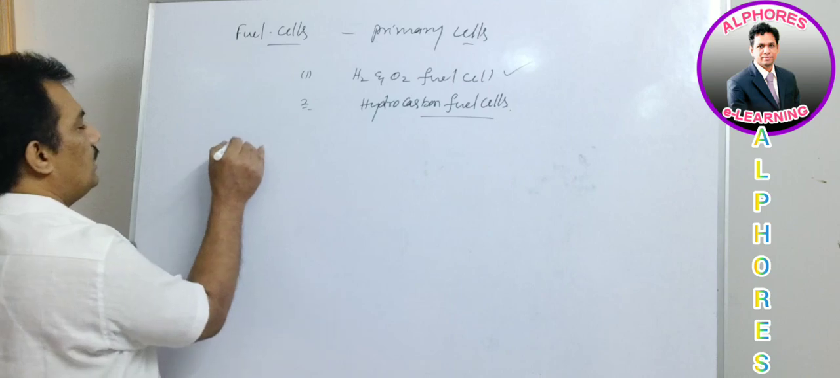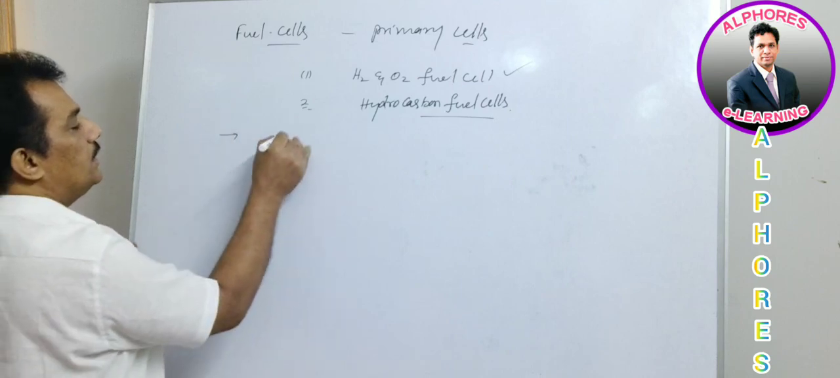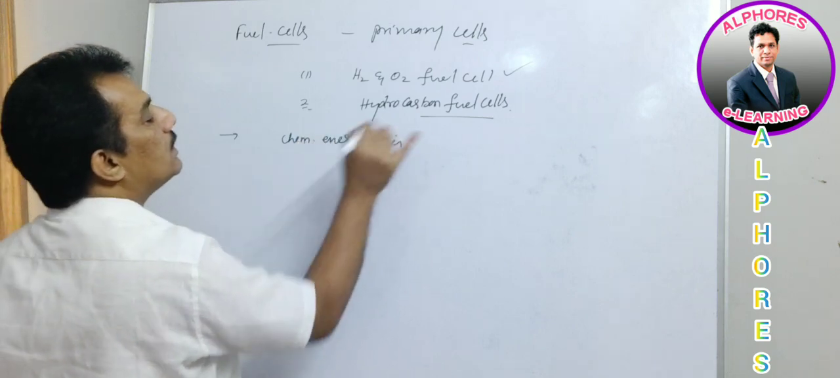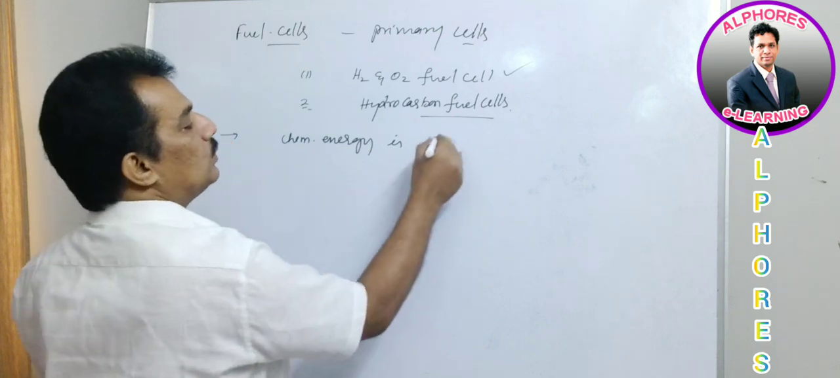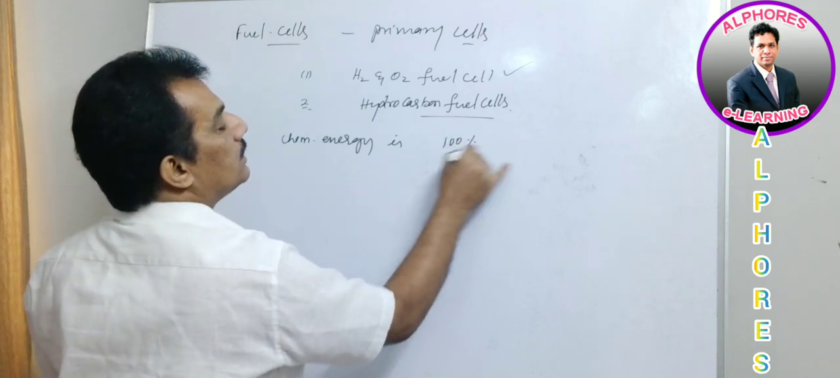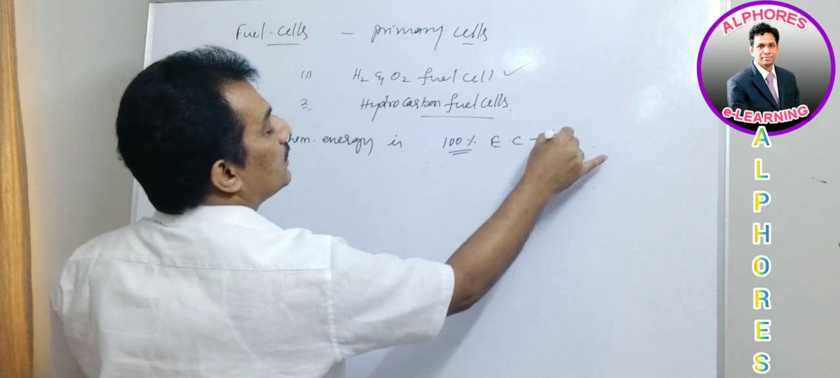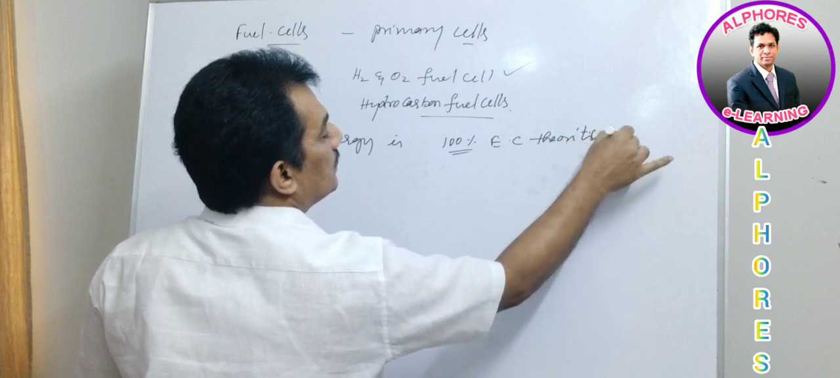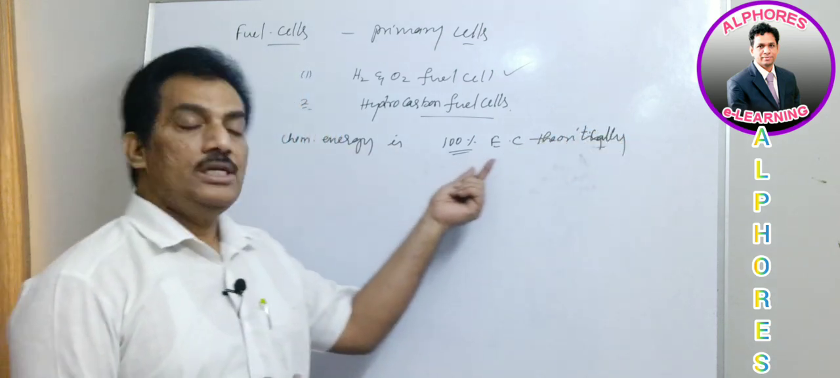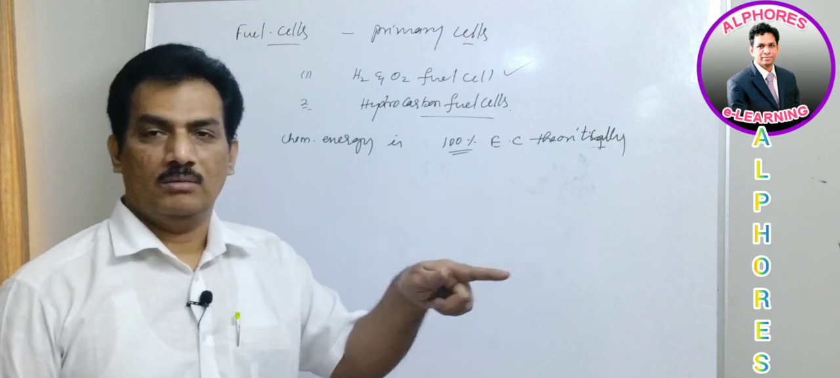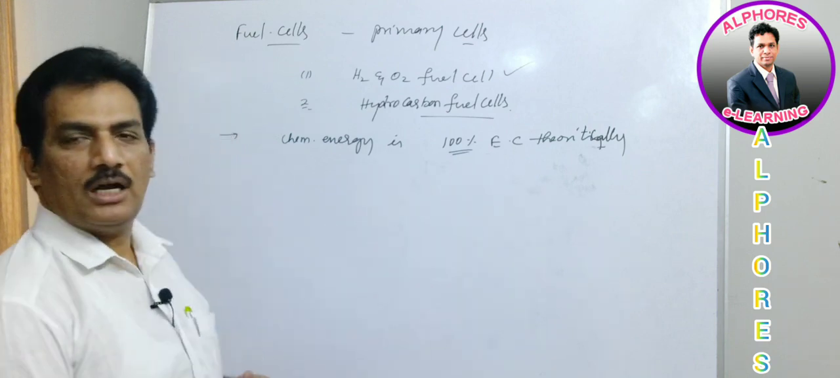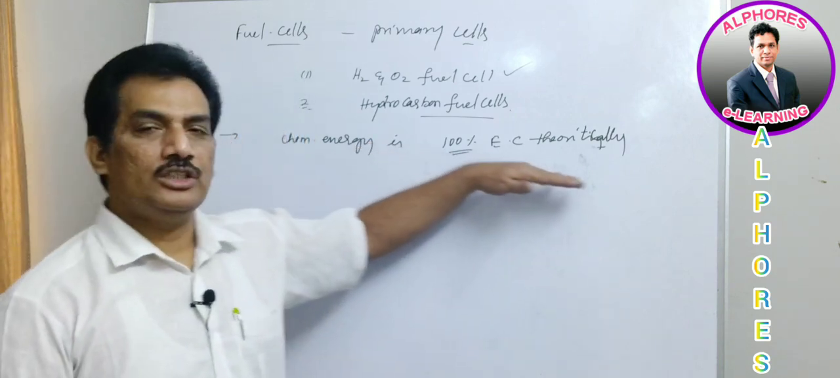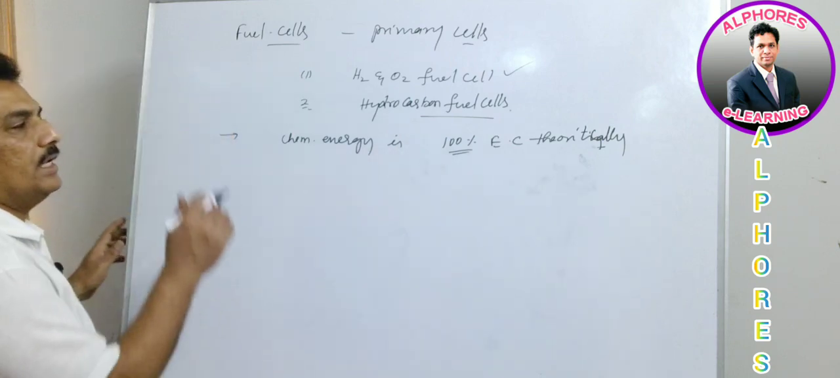Clear? And now, in a fuel cell, the chemical energy, just observe, is completely converted into electrical energy, 100% theoretically. That means the efficiency of a fuel cell is assumed to be 100% theoretically. Practically it is not possible. If 100% conversion were possible, it would be against the second law of thermodynamics. But here theoretically we can assume that. Clear? And how to represent a fuel cell?